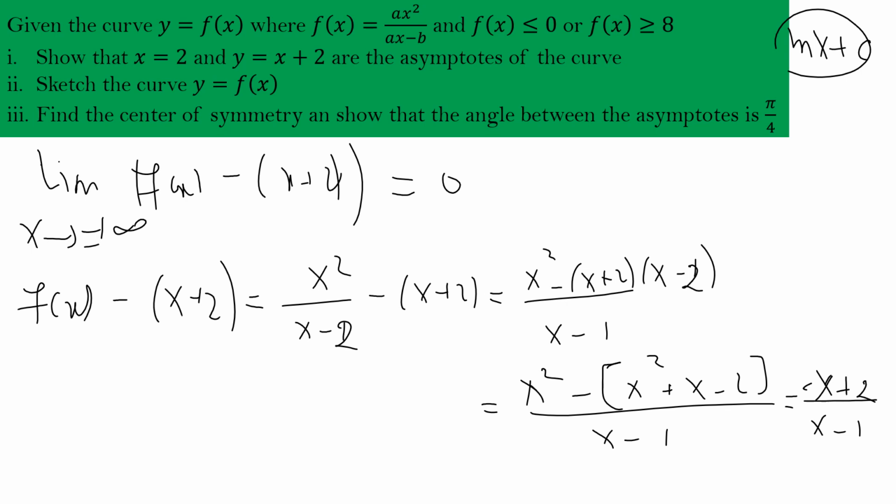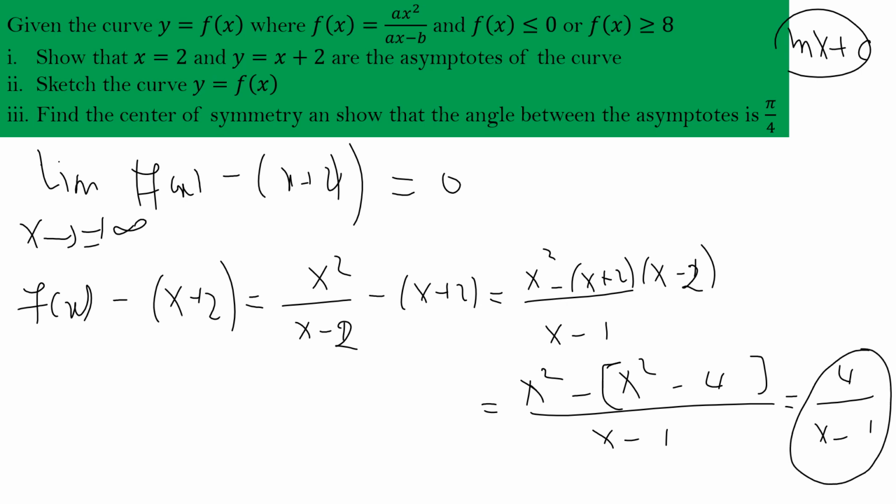So if we do this perfectly well, that interior is just a difference of 2 squares, right? So it's x squared minus 4. So you are going to have 4 divided by x minus 1, and the limit as x tends to plus or minus infinity of that is 0, clearly. So it means that y equal to x plus 2 is an asymptote, and it is basically an oblique asymptote.